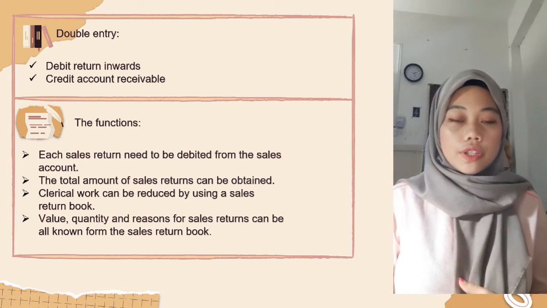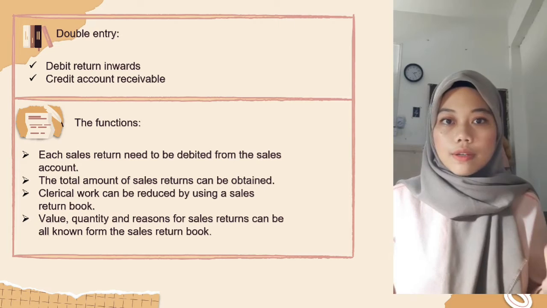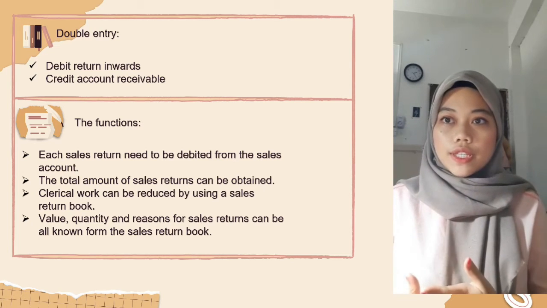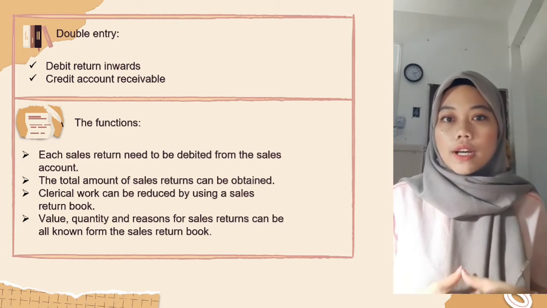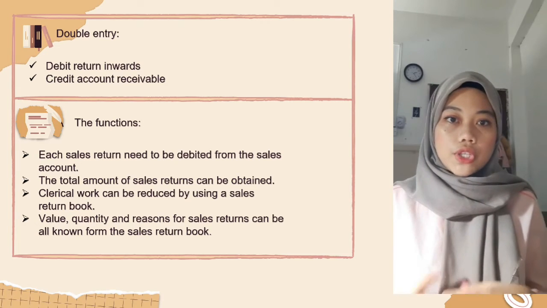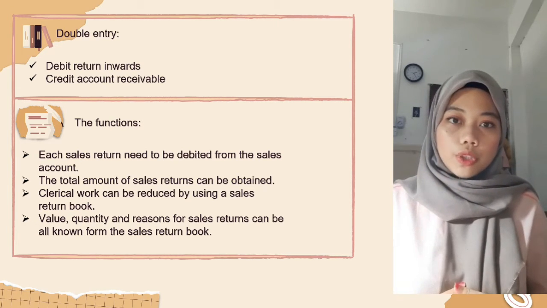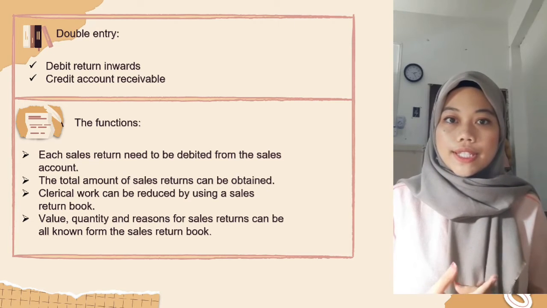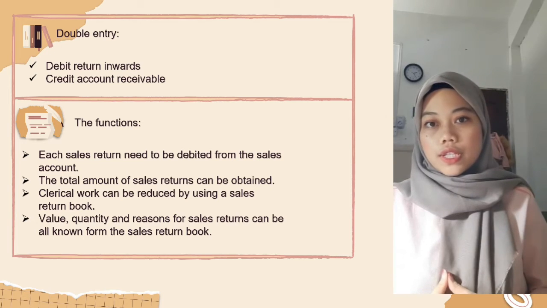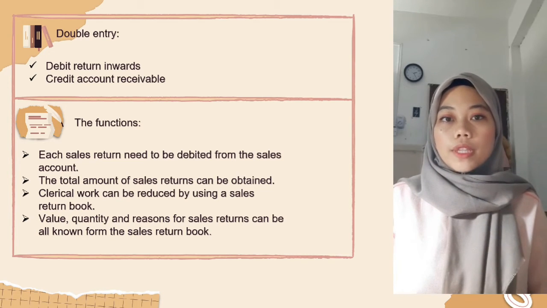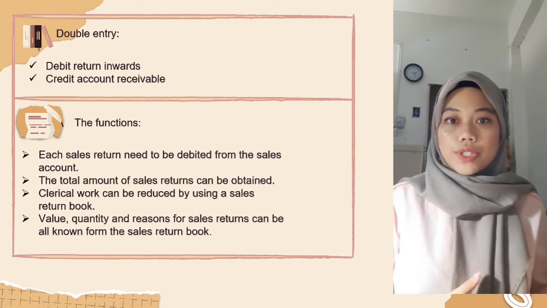The function of the returns inwards journal is that when a customer makes a sales return, we need to debit the sales returns account so we can obtain the total amount of sales returns. So the clerical work can be reduced by using a sales returns book. Value, quantity, and also the reason for the sales returns are known from these sales returns books.